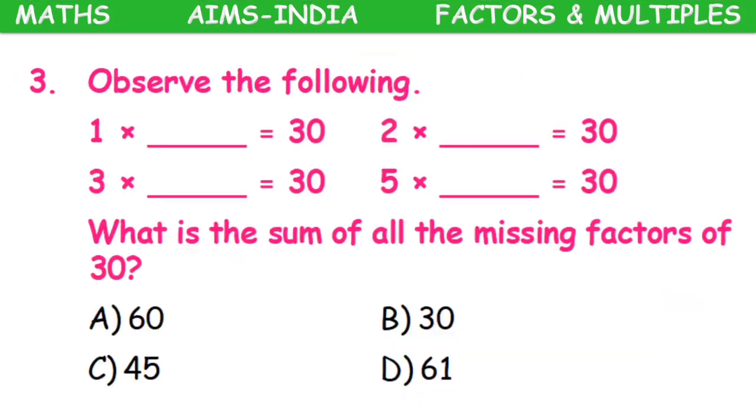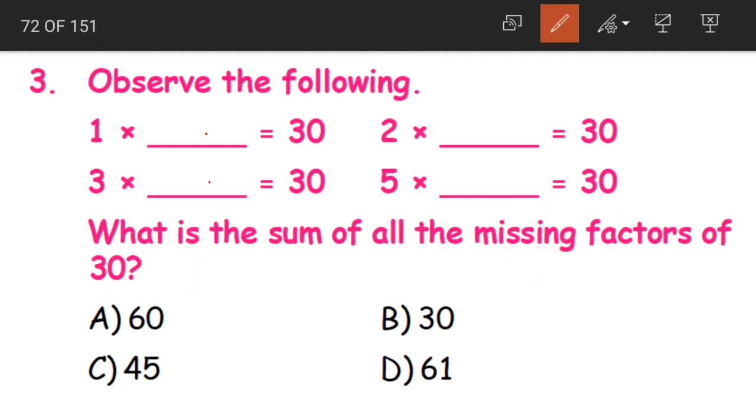Understood? Next question 3. Observe the following. 1 into dash is equal to 30, 2 into dash is equal to 30, 3 into dash is equal to 30 and 5 into dash is equal to 30. What is the sum of all the missing factors of 30? Yes, we are missing some factors here. What are they? We have 1 30s are 30. Then we have 2 15s are 30. We have 3 10s are 30 and then 5 6s are 30.